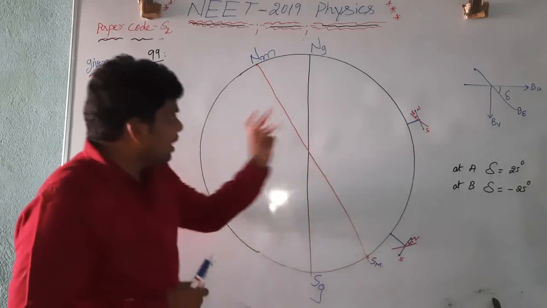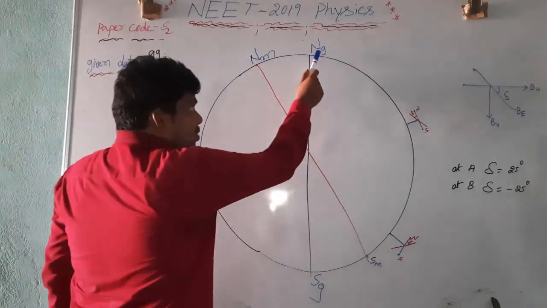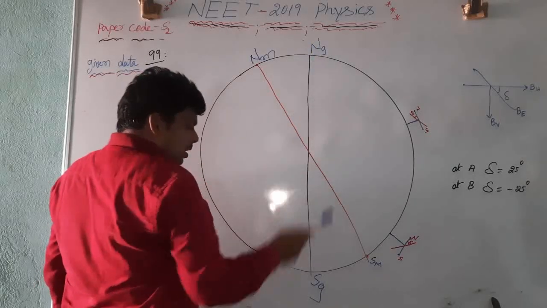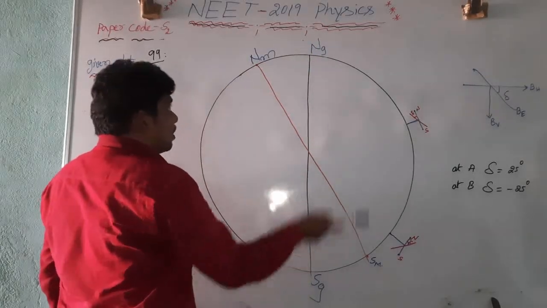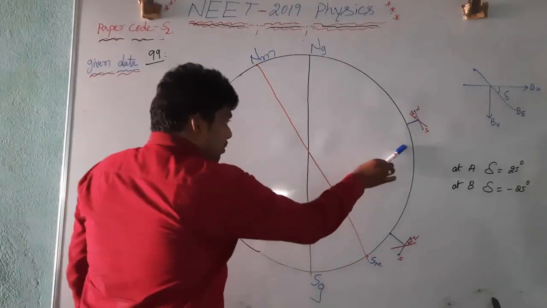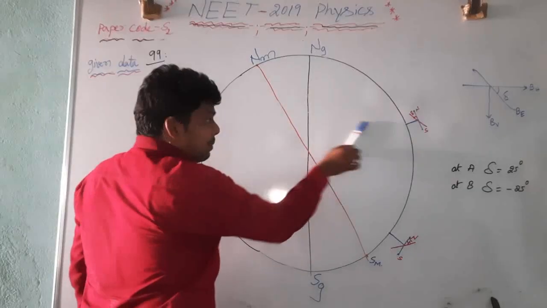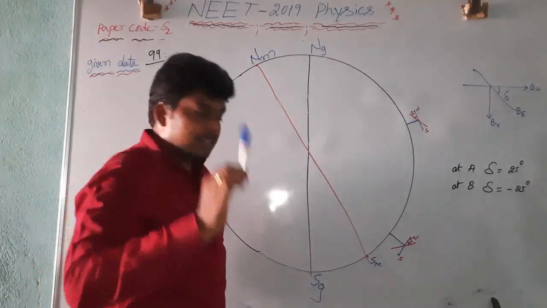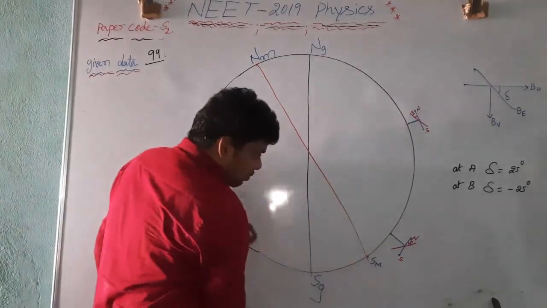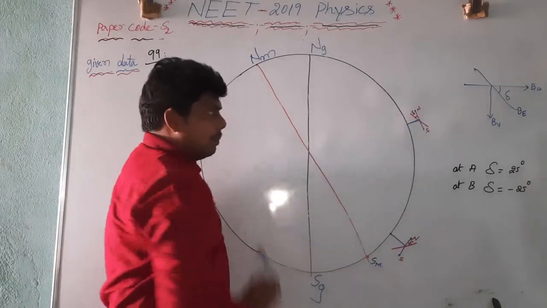Now, here I have drawn the Earth only. Here, geographic North Pole is there, geographic South Pole, magnetic North Pole, magnetic South Pole. Here you can consider this as the northern hemisphere. You can consider this as the southern hemisphere.